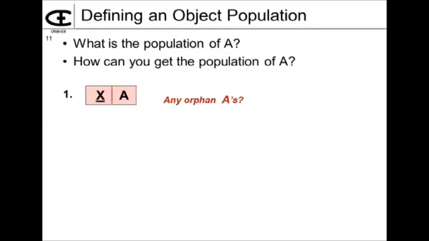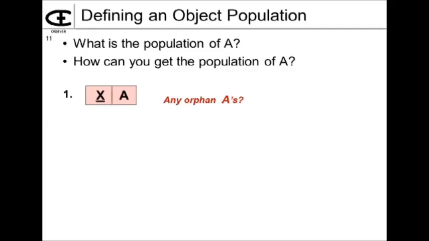If this were all that were in your database, how would you get at the population of A? What would your query look like? Select A from table X? Or you've got to do something more than that. I just want to see a list of all the A's.